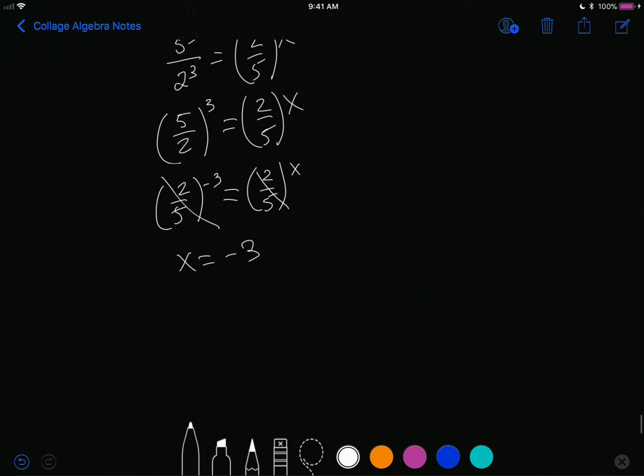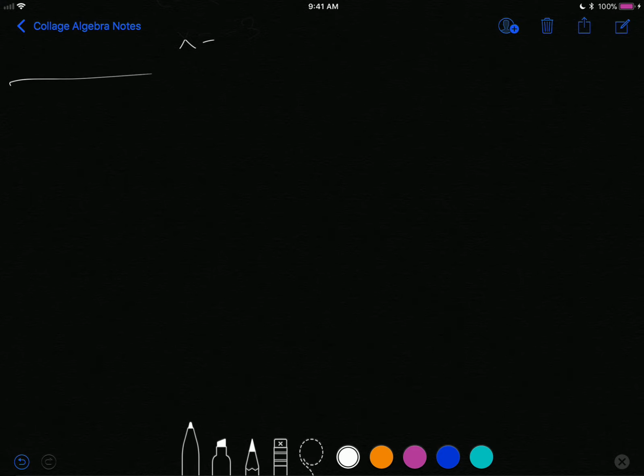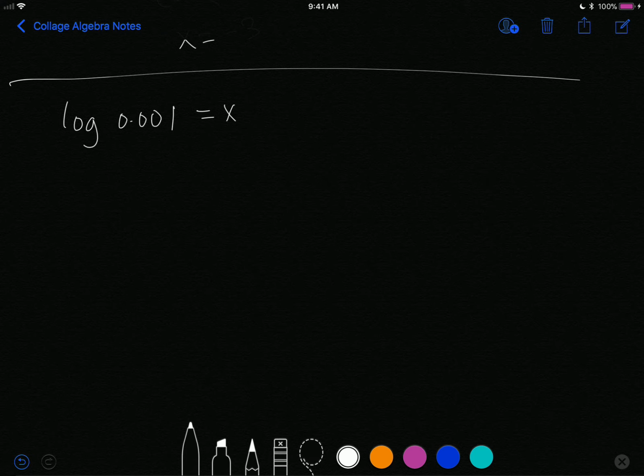Alright, 2 more key examples. Let's say I have log of 0.001 and I'm trying to evaluate this logarithm. Well, it equals x, I guess. I clearly don't know what the answer is. But what's the base? Oh yeah, that's right. Well, there is no base. The base is 10. So there's a 10 right here that they don't write down.